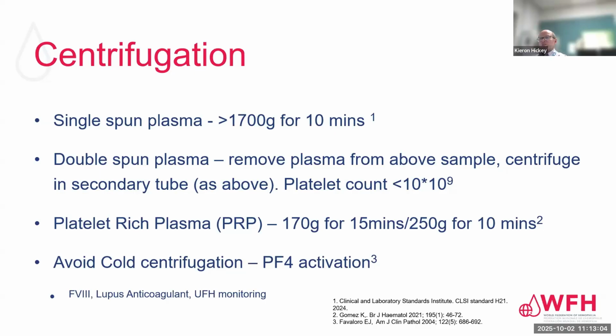You would then take the plasma into a secondary tube, spin again, take off the supernatant, and that supernatant would have a platelet count of less than 10 times 10 to 9 to make sure the phospholipids and platelets don't interfere with phospholipid-dependent tests like the DRVVT. If your institution is doing platelet-rich plasma testing for platelet function investigations, samples should be processed at 770 G for 15 minutes or 250 G for 10 minutes.